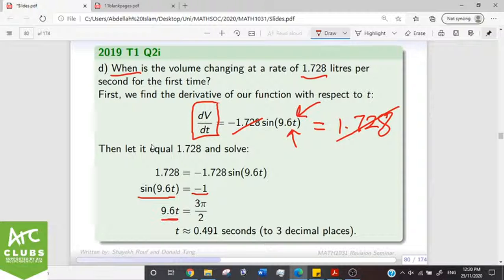And we know when sine of what equals -1. Okay, so sine of 3 pi on 2 equals -1. So that means that the inside here needs to be equal to 3 pi on 2. So we take 9.6t equated to 3 pi on 2. So t is approximately that number there.